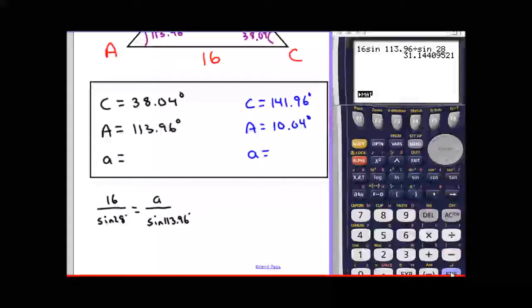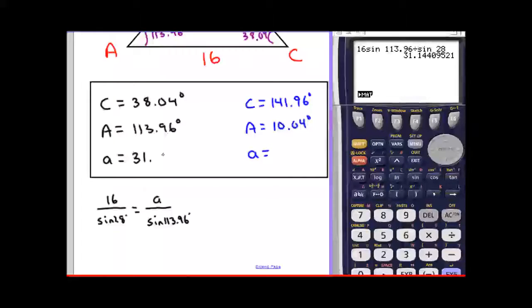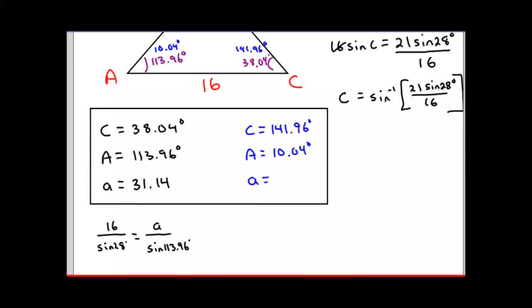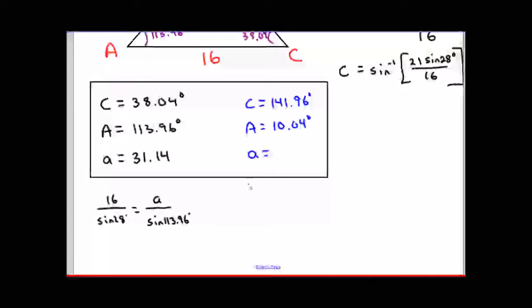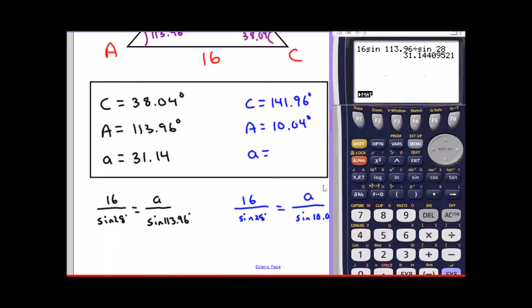And I get angle A is 31.14, which in that triangle, angle A was the biggest angle, so side A has to be the biggest side. Now in the other triangle, if I do the same thing again, I put 16 over the sine of 28 degrees. Now to find side A, I've got to put A over the sine of angle A, which was 10.04. And in this triangle, angle A is the smallest angle, so I'm expecting side A to be the smallest side.